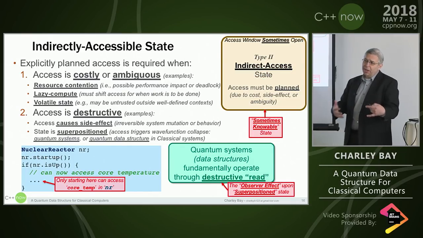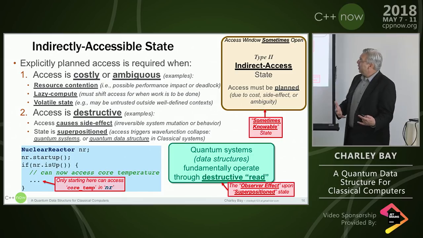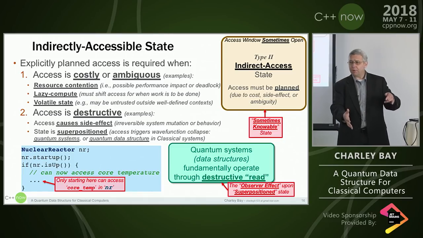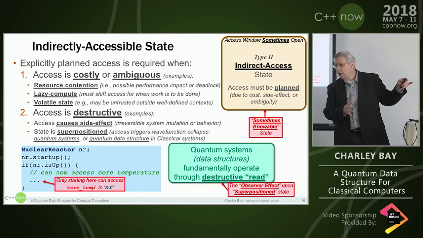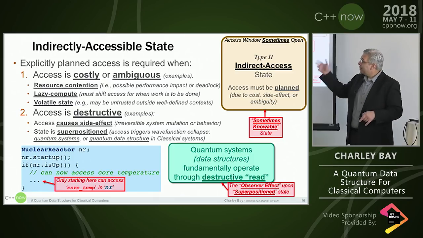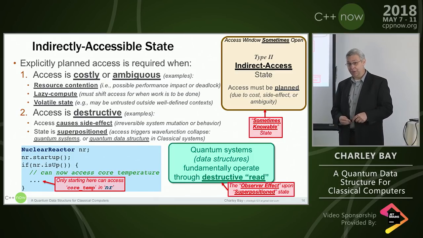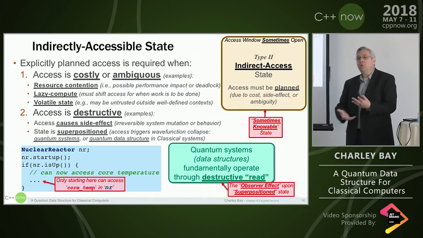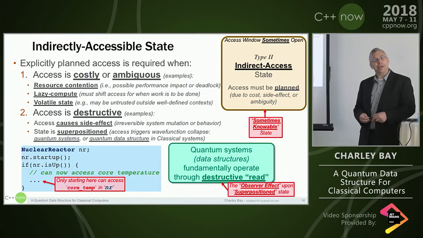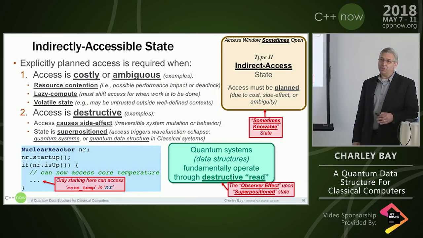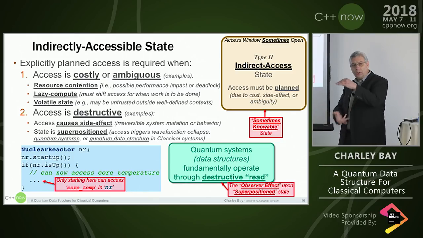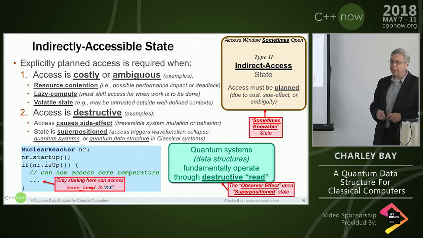Indirectly accessible state. Now, there are some categories of that. Sometimes it's costly or ambiguous to access the state, but maybe later on, after I do a full initialization or I've secured some kind of lock, then I can get at it. But there's that second category where sometimes access is destructive. So we have mutating reads. Especially lazy compute is often a mutating read. In that case, you can access it, but you want to plan that out because access will be destructive. You're going to mutate. In the case where you can only access it once some initialization has occurred or once you secure a lock, that's one thing, but the quantum systems are really sitting on that second one.